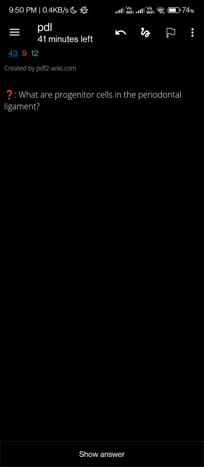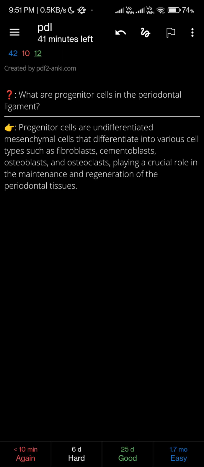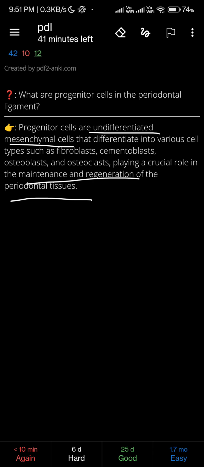What are progenitor cells in the periodontal ligament? They are undifferentiated mesenchymal cells that have the ability to differentiate into various cell types, such as fibroblasts, cementoblasts, osteoblasts, and osteoclasts, and play a crucial role in the maintenance and regeneration of the periodontal tissues.